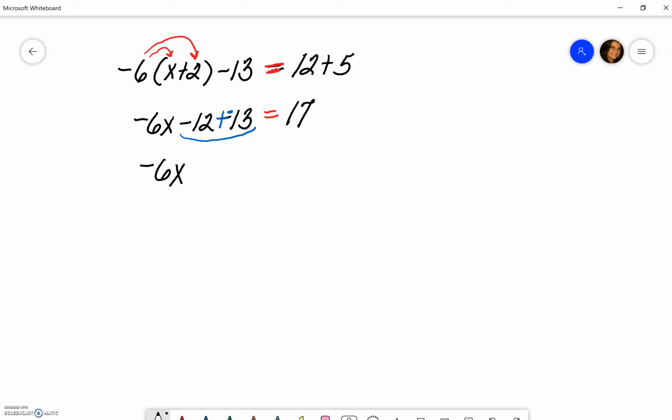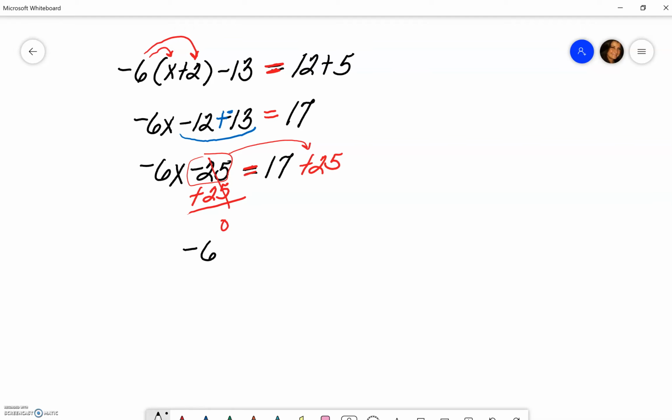I'm not doing anything there. But the -12 plus -13, we're going to add it up and keep the sign, which will give you -25 and equals 17. We're not doing anything with that 17 yet. Now, to get the -6x alone, I'm going to take this and move it over. So to do that, I have to make sure I subtract it out by the opposite. So that zeroes out. And what you do to one side, you must do to the other.